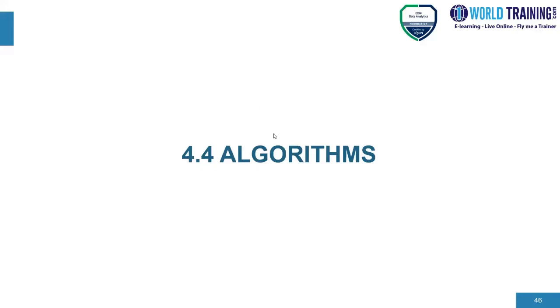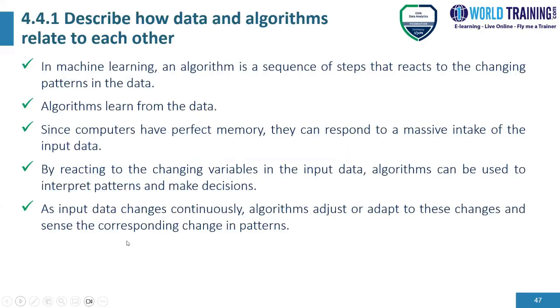So in this section, we will talk about the various algorithms which are used in machine learning, and how these algorithms are important and different from each other. So let's move ahead. Section 4.4.1 describes how data and algorithms are related to each other.